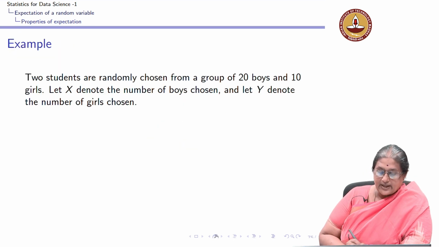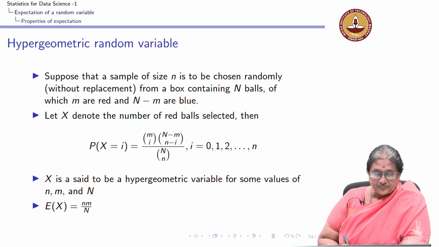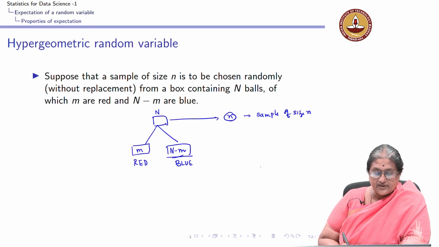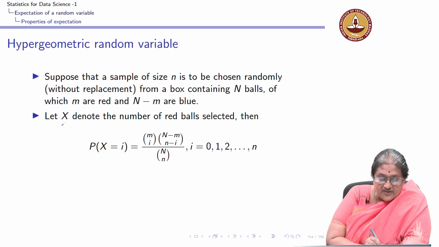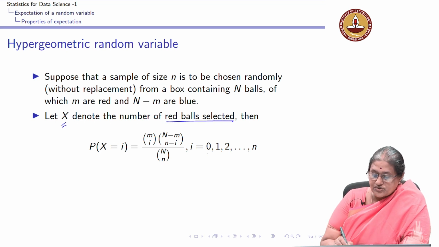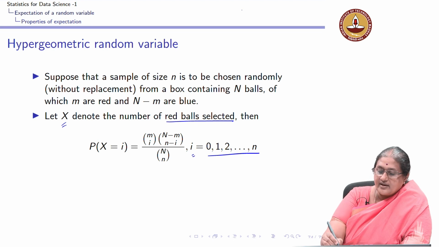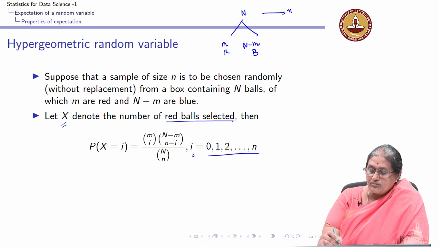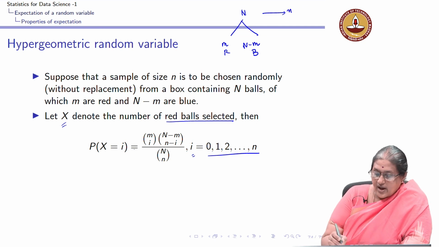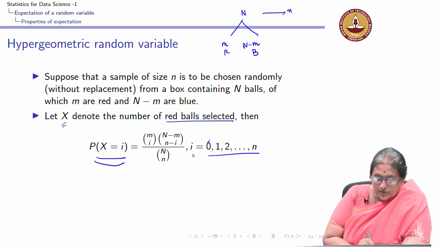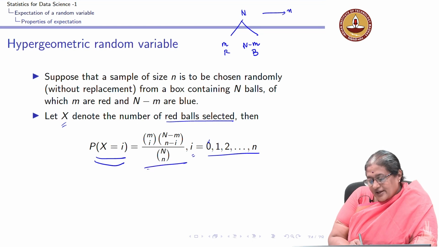So, the random variable of interest in this case could be counting the number of red balls or blue balls. For the probability mass function, where X is the number of red balls that are chosen, this can take values 0 to n. Again recall, I have N, and I am choosing n. In this I have m red and N minus m blue. So, I could have all n red balls, or I could have all n blue balls, so I could have 0 red balls. The probability mass function, or the probability distribution, is given by this expression.